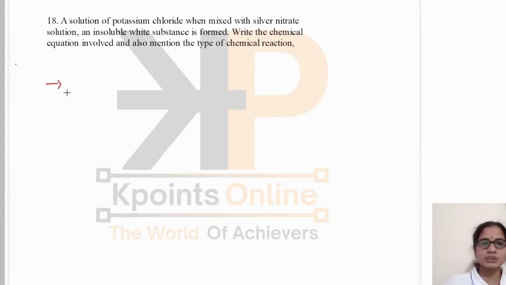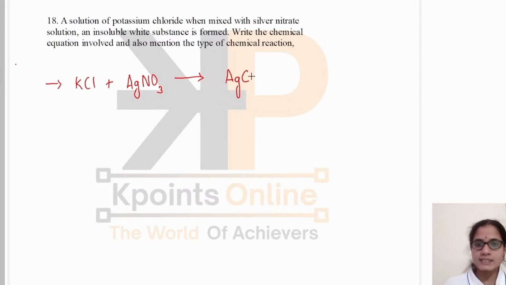Yes, let us write the equation. A solution of potassium chloride, that is KCl, reacts with silver nitrate, AgNO3, to form an insoluble white precipitate. That is, it undergoes reaction with AgNO3 to form AgCl plus KNO3, that is silver chloride and potassium nitrate. Okay, this is the reaction that takes place here.